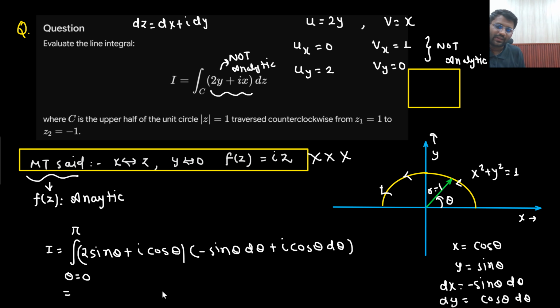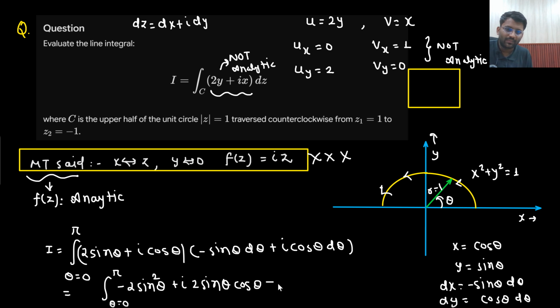Okay. So what answer are you getting? Integration, theta going from 0 to pi, 2 sin theta multiplied with sin theta. So this will become minus 2 sin square theta. Then 2 sin theta plus iota cos theta, so iota 2 sin theta cos theta d theta, plus sin theta cos theta, so minus iota sin theta cos theta. And then iota will become iota square, so this will become minus cos square theta d theta.